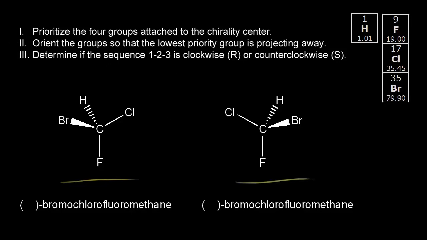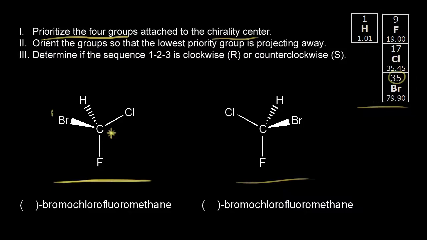In step 1, we prioritize the 4 groups attached to our chiral center. And we do that according to atomic number. Let's start with the enantiomer on the left. We know that this carbon is our chiral center, and we have 4 different things attached to this carbon. We go over here to the right to a very shortened version of our periodic table, and we can see that bromine has the highest atomic number out of these 4 atoms. So bromine gets highest priority.